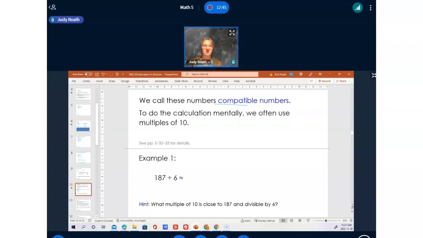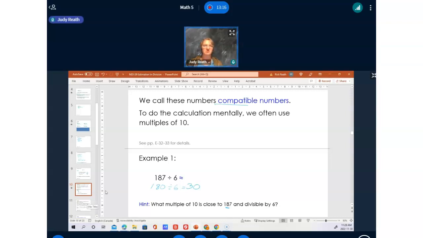What multiple of 10 is close to 187 and divisible by 6? If you said 180, then you'd be right. 180 divided by 6 is fairly easy to do, right? Because we know that 3 times 6 is 18. So we could say 180 divided by 6 would be 30.